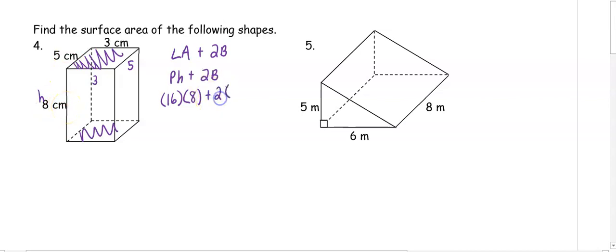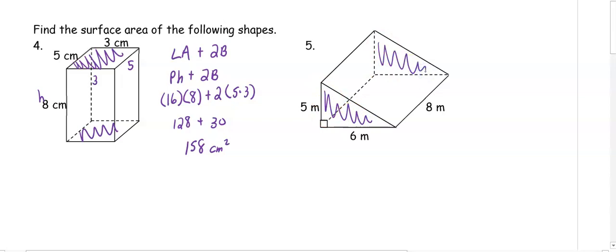And then we have the area of the two bases. Well, because it's a rectangle, it's just 3 times 5. So as we multiply, we have 128 plus 30, which would get us a total of 158 centimeters squared. In number 5, we have a triangle for our base. So these are our bases, these triangles here.